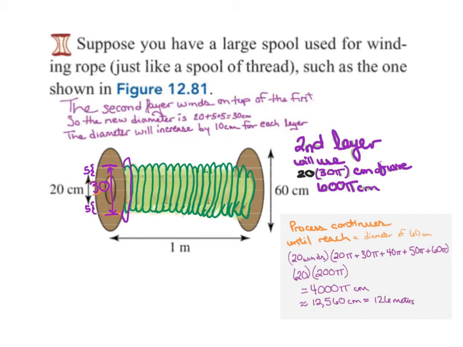This process is going to continue for each of these until I run out of room. So 20 winds times each of those circumferences per wind, and I would get 20 times 200 pi, or 4000 pi, which is about 12,560 centimeters, or approximately 126 meters.